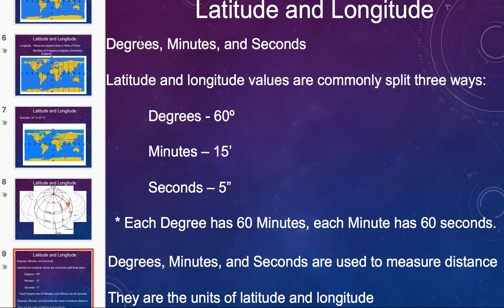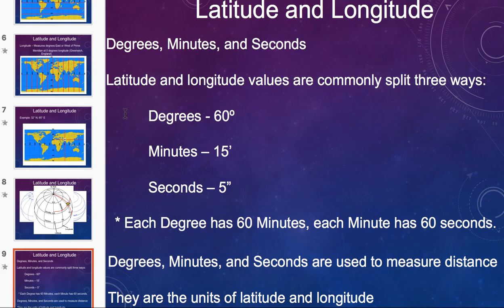Alright, so latitude and longitude is going to be measured in degrees, minutes, and seconds. So latitude and longitude values are commonly split 3 ways: degrees, minutes, and seconds. Each degree has 60 minutes. Each minute has 60 seconds. And that's it.